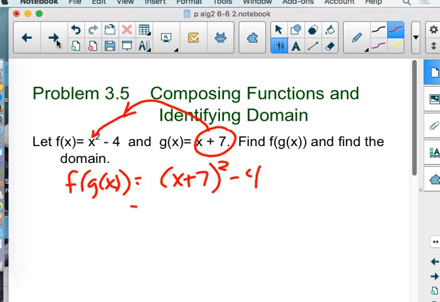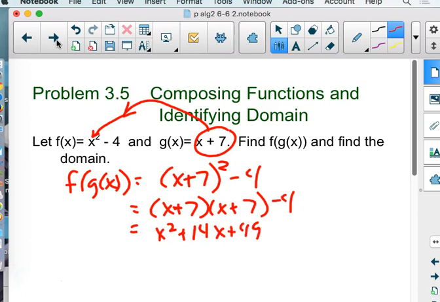So now what we do is we'd say, well, this is x plus 7 times x plus 7. We know that part. So that's going to be x squared plus 14x plus 49 minus 4. It's just simplifying. That's it. So x squared plus 14x plus 45 is f of g of x. So you literally, composition is just a fancy name for substitution. That's all. Just take the inside one and substitute into the other one.